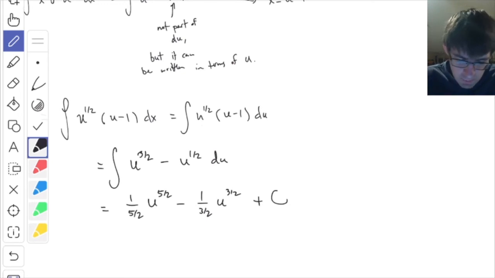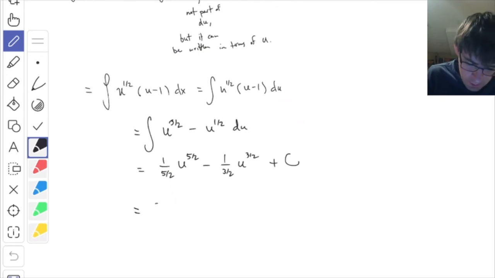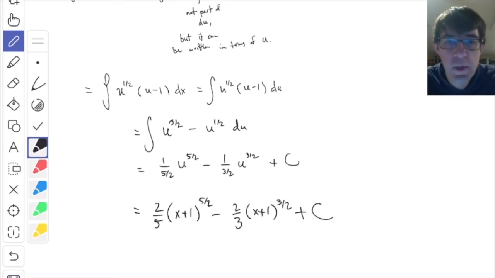And to refresh my memory, u was x plus 1. So my final answer: 2/5 (x plus 1) to the 5/2 minus 2/3 (x plus 1) to the 3/2 plus c. There we go. All right. So this was one in which just one part of the substitution was a little weird, using the u on both pieces.